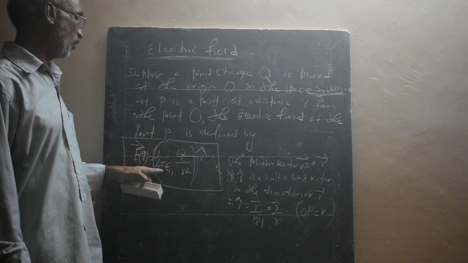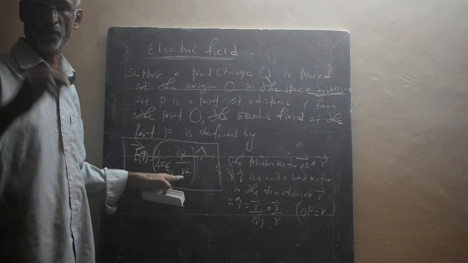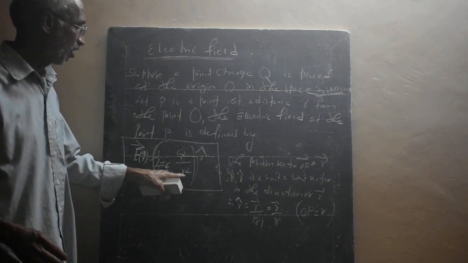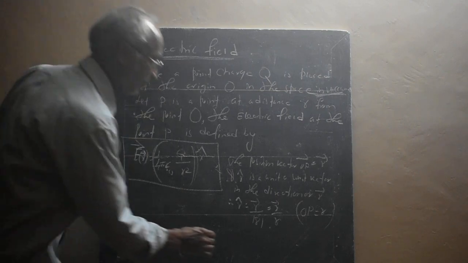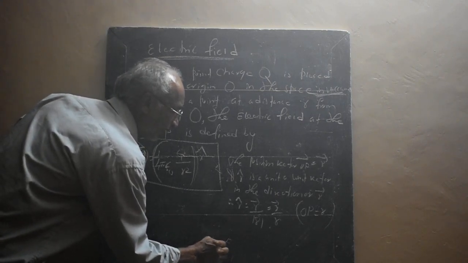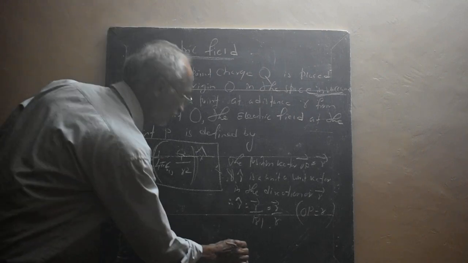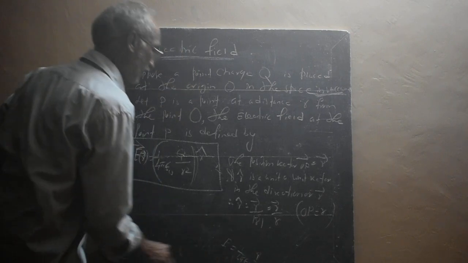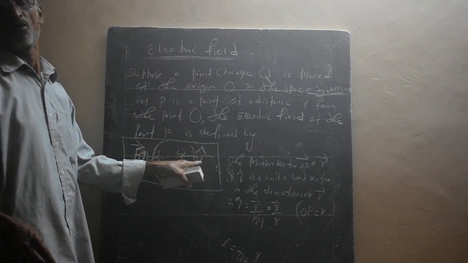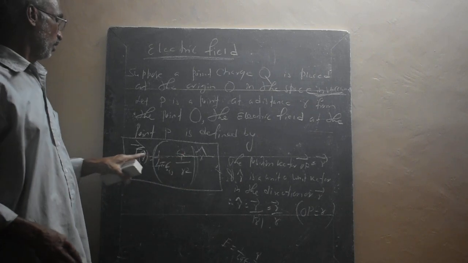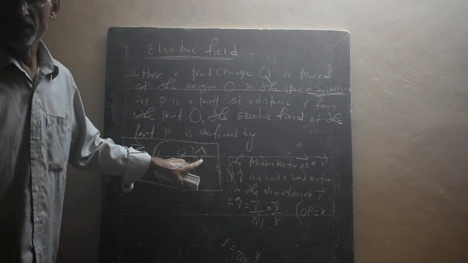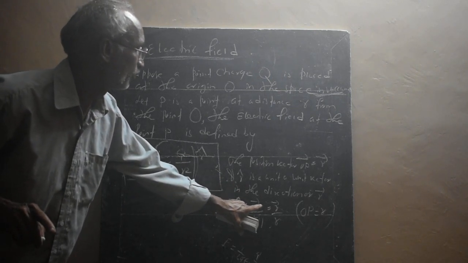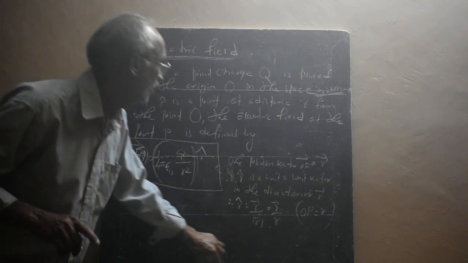So 1 upon 4 pi epsilon naught Q upon R square represents the magnitude of the electric field at that point, where that point is at a distance R from the charge Q. The magnitude of the electric field is denoted by E. Therefore, E is equal to 1 upon 4 pi epsilon naught into Q by R square. And this R cap gives the direction of the electric field. R cap is in the direction of R bar, and R cap is calculated as R bar divided by the magnitude of R bar.